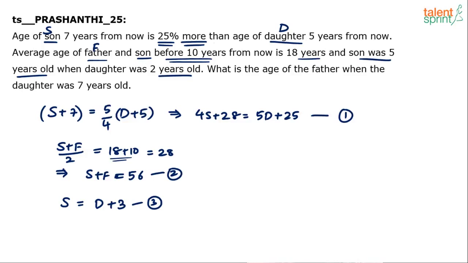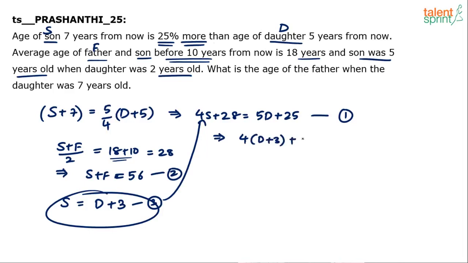Let's simplify. How do you want to work on this? I think what we can do is we can say S equals D plus 3 and get the age of daughter. Let's substitute equation number 3 in equation number 1. S equals D plus 3. So we get 4 into (D plus 3) plus 28 equals 5D plus 25. Simplify now, what happens? 4D plus 4 into 3 is 12. 12 plus 28 is 40 equals 5D plus 25, which implies 5D minus 4D, D, daughter is 15 years old.